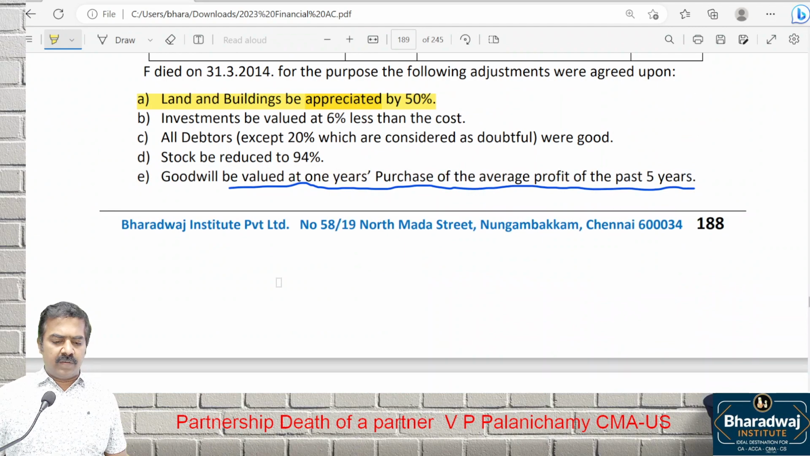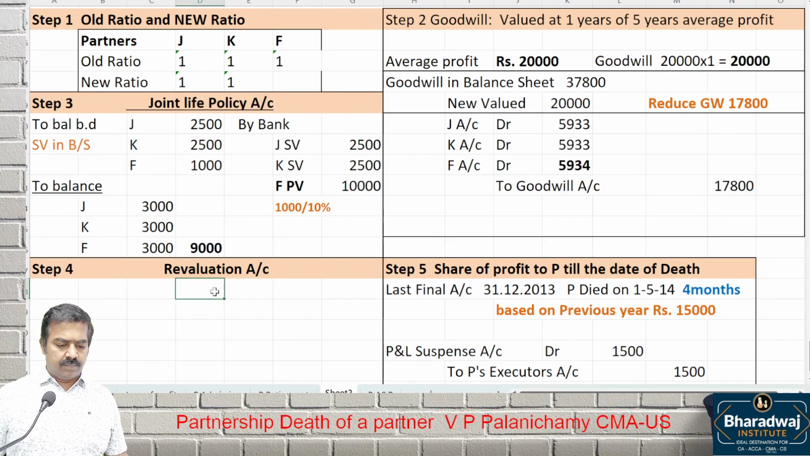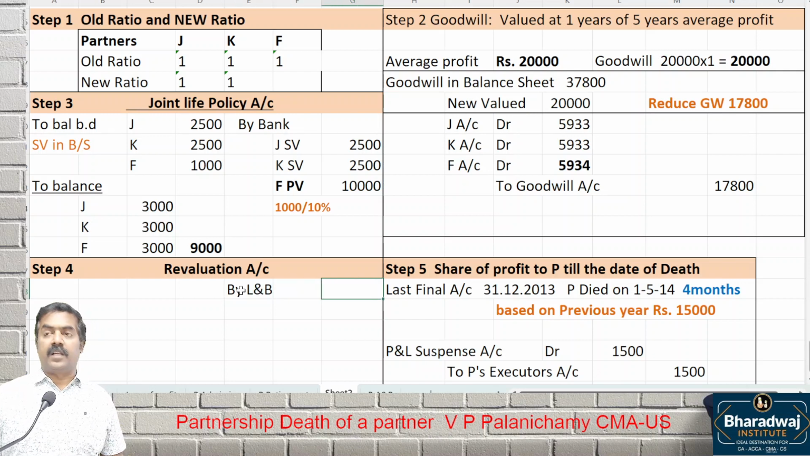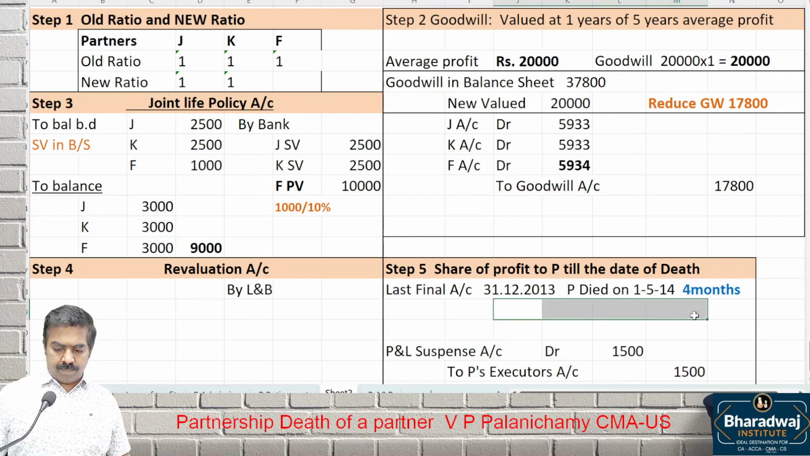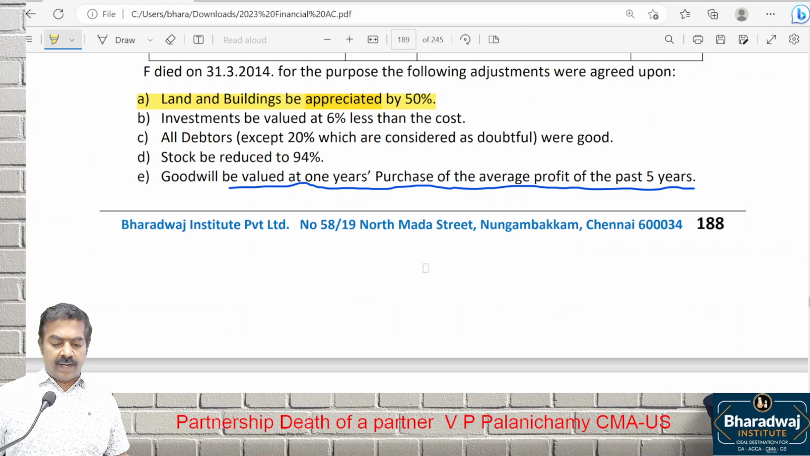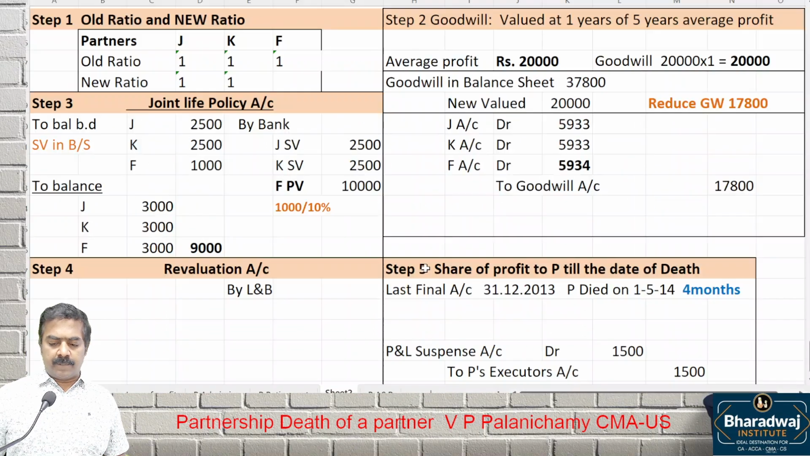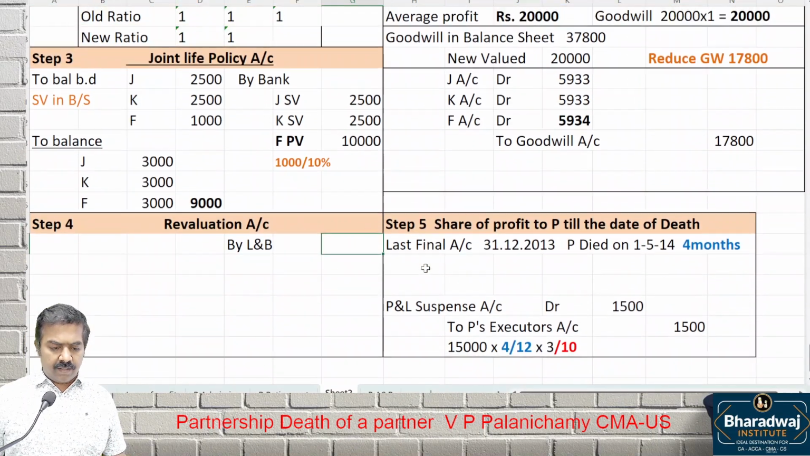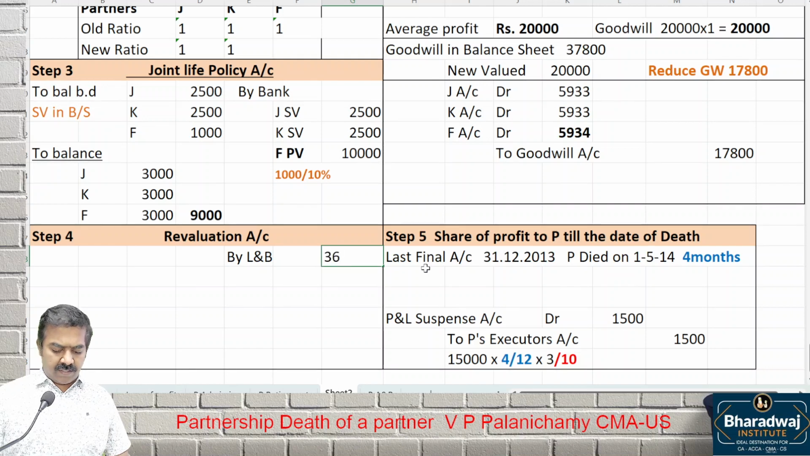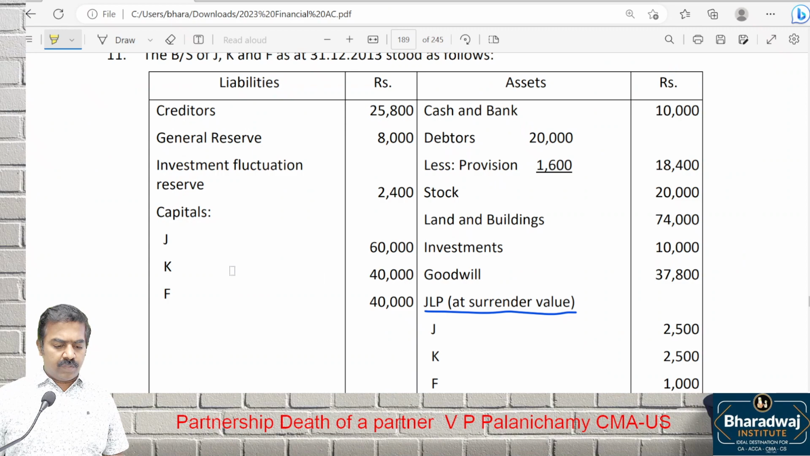Revaluation account, what all will come? By land and building, how much percent appreciation? 50%. How much? Land and building 50% appreciation. 37,000. Then which asset next?